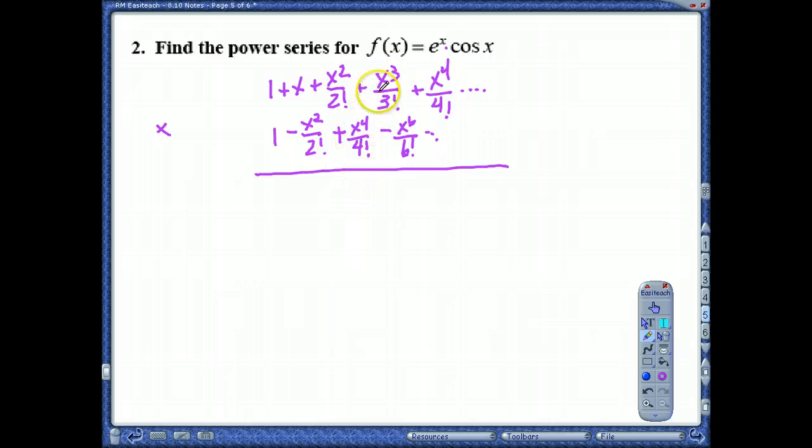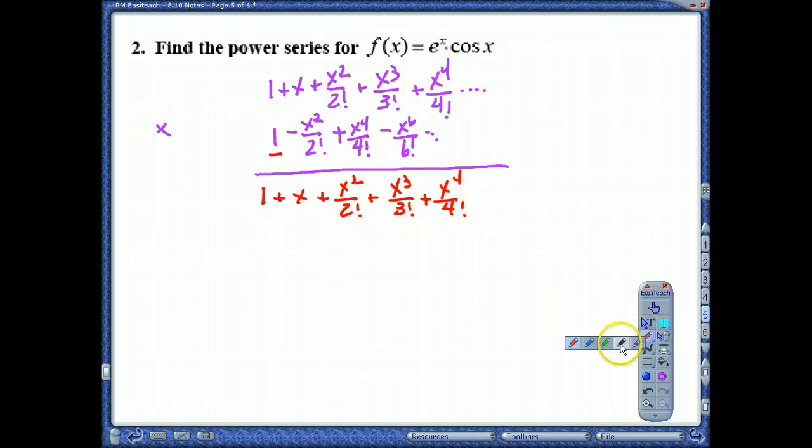So when I multiply everything up here by 1, so let me do, okay, I'm multiplying everything through by 1. So that's going to give me 1 plus x plus x to the second over 2 factorial plus x to the third over 3 factorial plus x to the fourth over 4 factorial. Okay, now I'm going to multiply by that next term. I'm going to multiply by negative x to the second over 2 factorial.